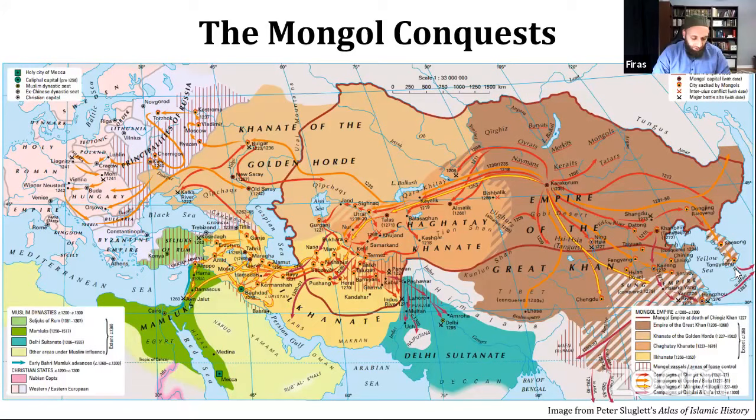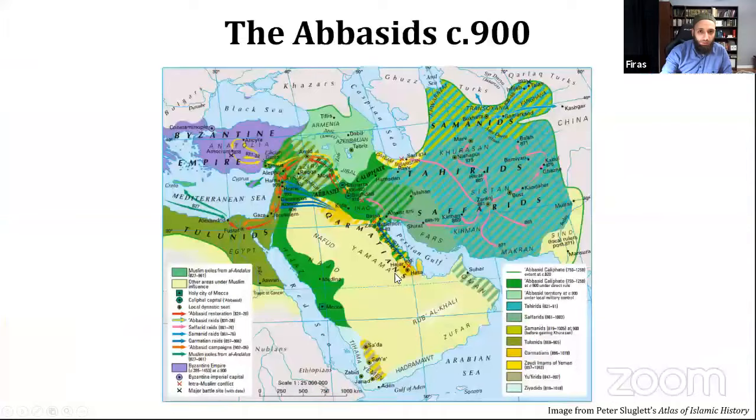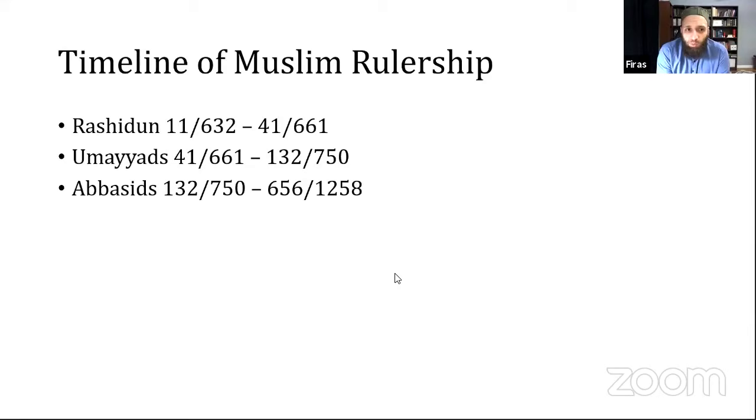But now we need to talk about the Abbasids. All right. And in order to do that, we need to take a look at a timeline of Muslim rulership. We need to trace this idea of khilafah, and we need to understand what we mean by khilafah in particular.